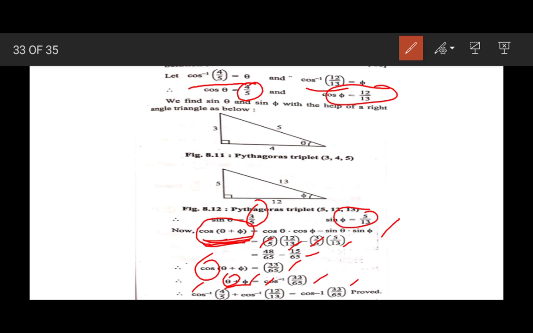The first part is considered as theta, the second part is considered as phi. Then I got this cos theta, then cos phi. On the basis of cos theta, I found sin theta. Then by using cos phi, I found sin phi. After getting all these 4 values, I apply the cos(theta plus phi) formula, that is, the cos(A plus B) compound angle formula. So cos cos minus sin sin. Then I substitute the values and do the calculation. After doing the calculation, I got this answer. Okay.